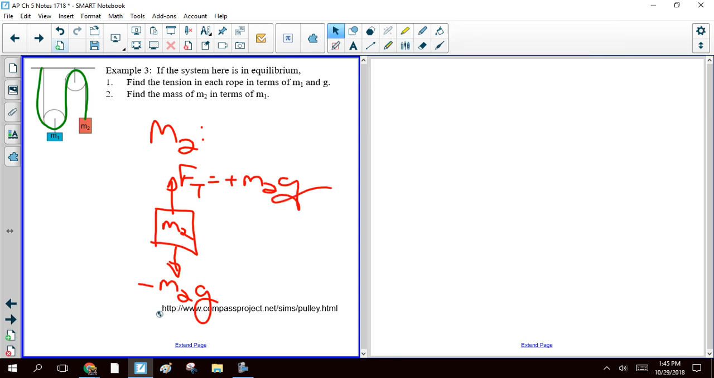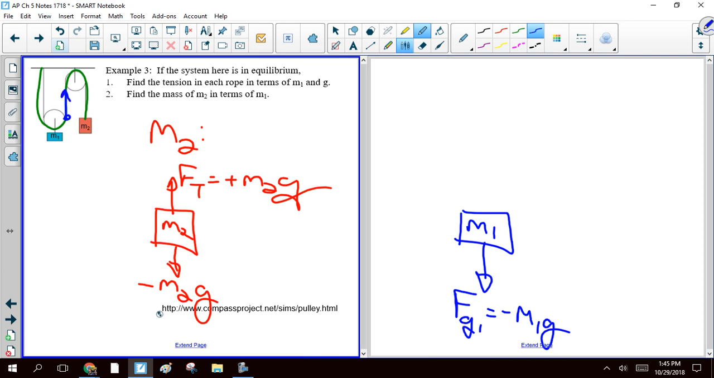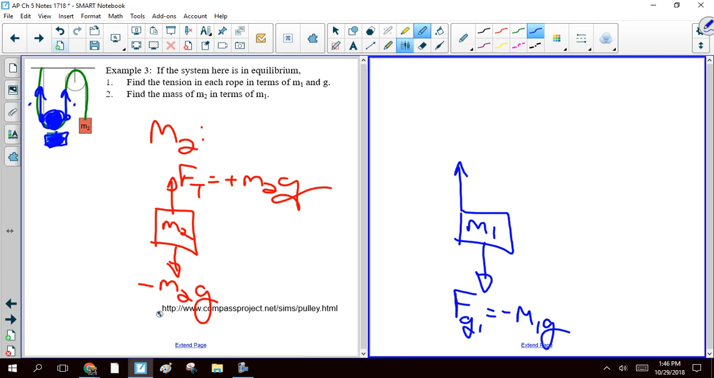Okay? Now, if we look at M1, M1 is going to be pulled down with a downward force of negative M1G. But notice, the rope connects with M1 twice, right? Assuming that the pulley is massless, we can kind of treat all of this as one object. Okay, and so we've got a tension force here and a tension force here, and they're equal, right? And we already know that our tension force is M2G.